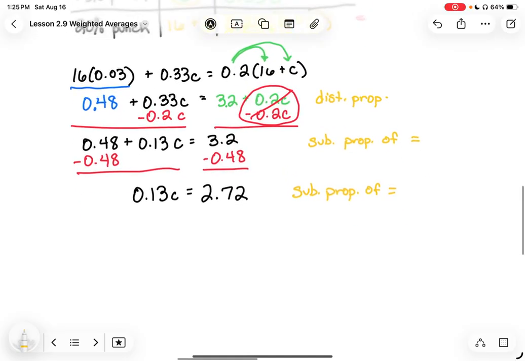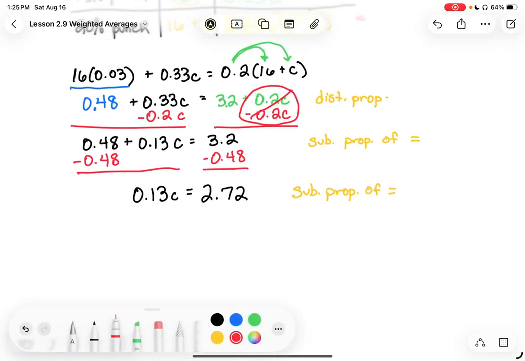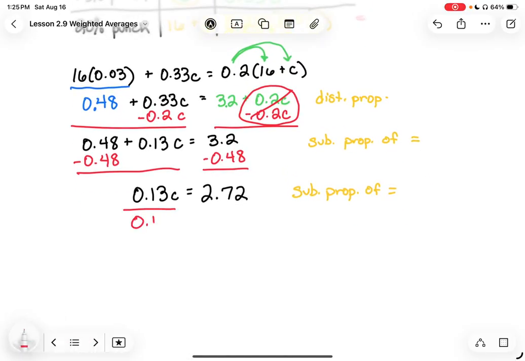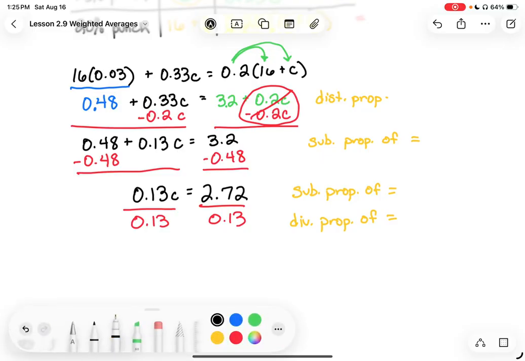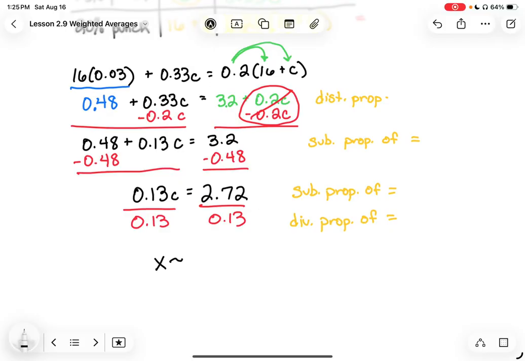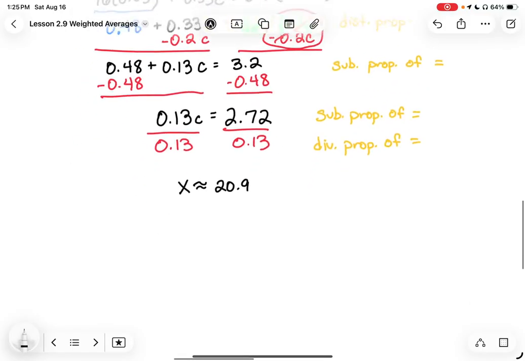And then there's only one thing left to do, and that is to divide by the coefficient of the C, 0.13. This is the division property of equality. And 2.72 divided by 0.13 is a longer decimal that we are going to round to 20.9. 20.9 is the numerical answer, but we do want to put it in context.